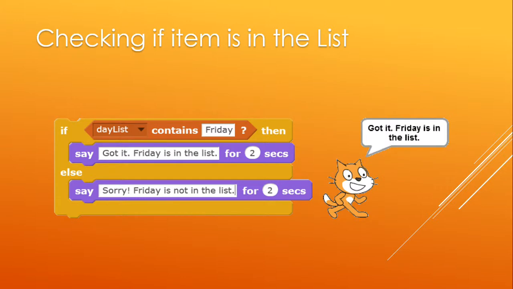Here's a quick example of using the contains method. If you remember, the first time we looked at lists, we wrote the week list, so the days Monday through Sunday, and then you could have said if day list contains Friday, which would have been a true case, then you can say got it, Friday's in the list, otherwise sorry, Friday's not in the list. So if you wanted to check if you had all the days of the week in your list, a bit of code like this could do that for you.